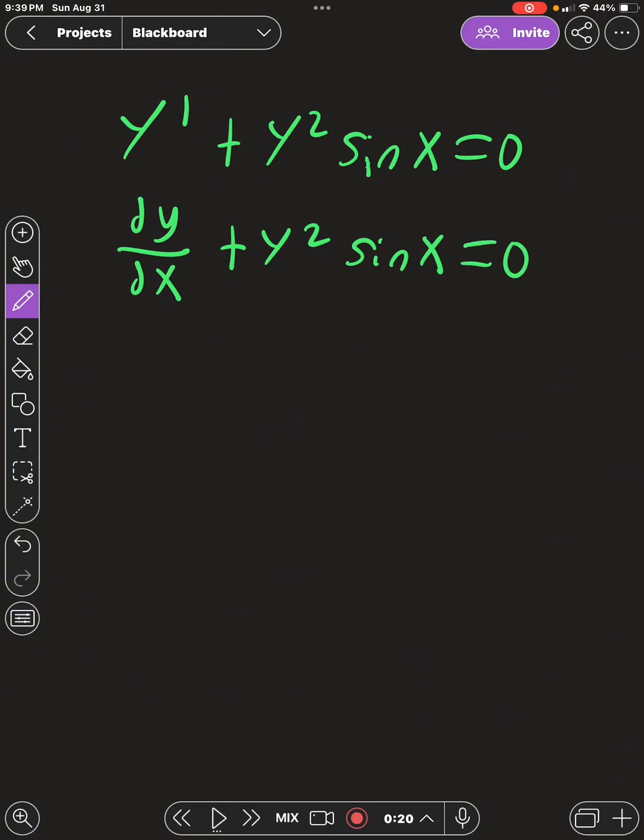This looks a little bit intimidating. We have a trigonometric function here, multiplied by a square. Is this going to be difficult? Who knows? Well, let's go ahead and tackle it. I'm going to show you it's not going to be too difficult.